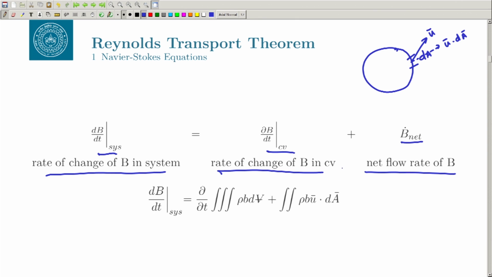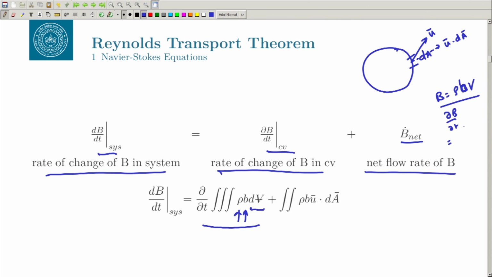So, what is the rate of change of B in the control volume? That can be written for this entire volume as the integral of rho B dV, where rho is the density, B is the intensive quantity, and dV is the elemental volume, integrated over the entire volume. This is your rate of change of B in the control volume. Remember, big B is nothing but rho b V, density into volume, so that will be mass multiplied by b. That is why, when you say dB by dt, we will have this rho b dV.